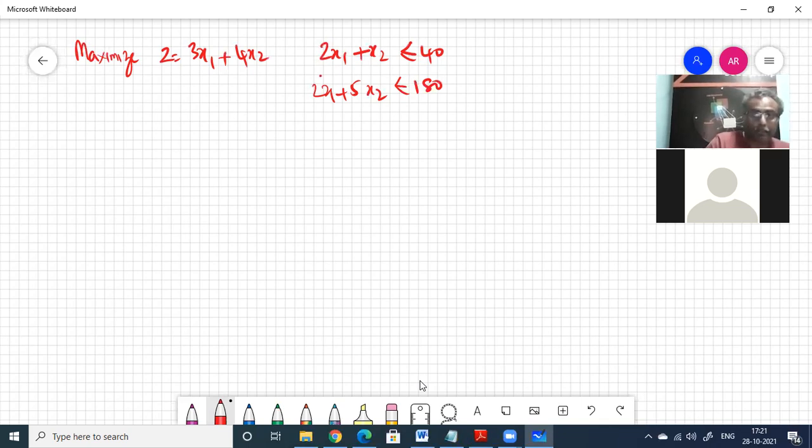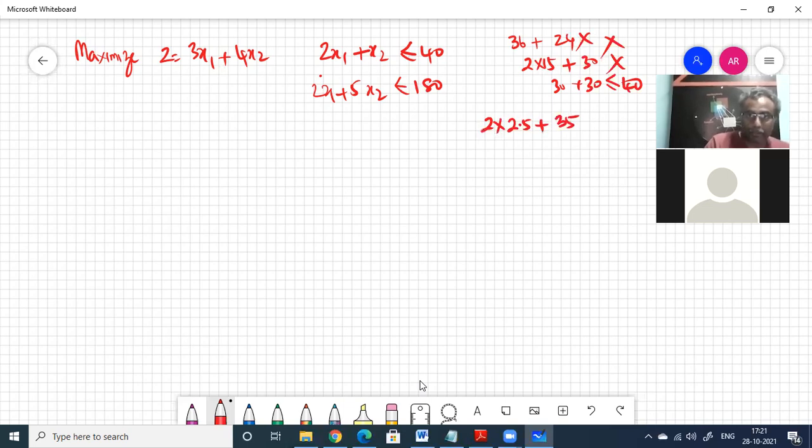X1 equal to 18 means 36 plus x2 is equal to 24. No, this first one is not true. X1 equal to 15, 2 into 15, 30 plus x2 is equal to 30. So 30 plus 30, no, this is also not less than 40. So 1 and 2 are not true. Third one, let us try. 2 into x1 plus 35.